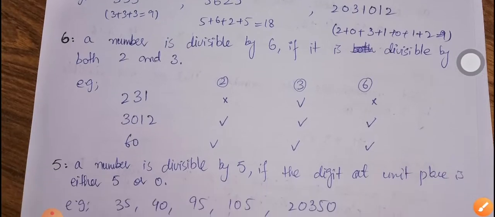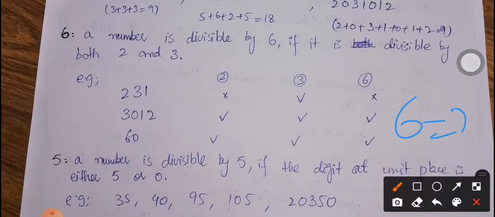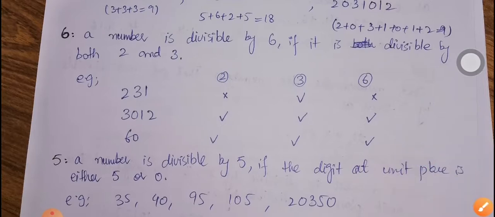Next we have the number 6. A number is divisible by 6 if it is divisible by both 2 and 3. As we know, 6 can be written as 2 into 3. So there is no separate rule for 6. If the number is divisible by both 2 and 3, then the number is divisible by 6.